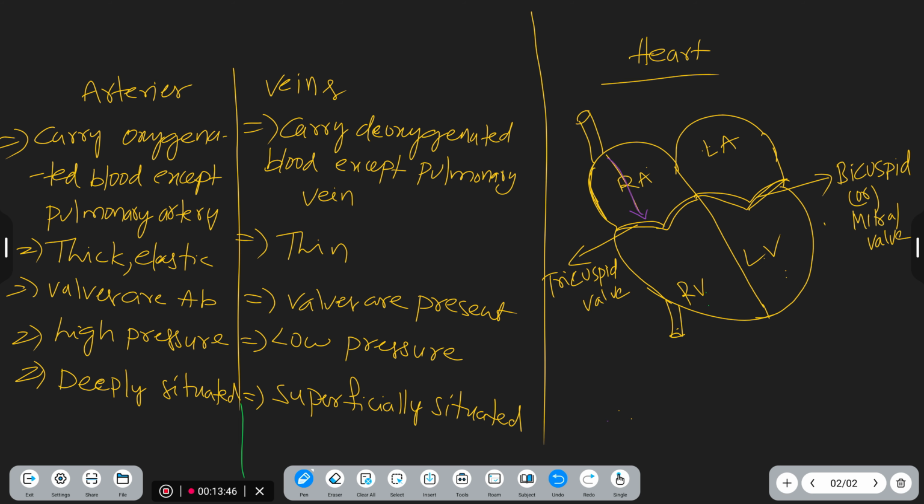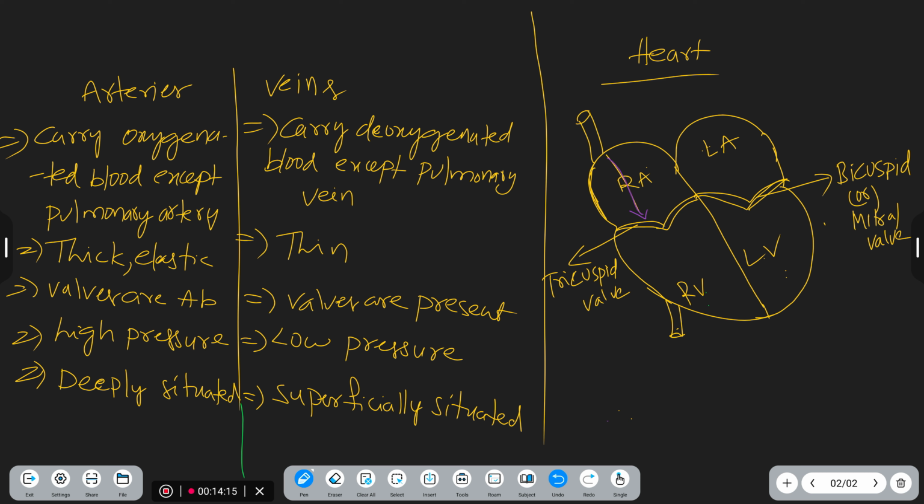Okay, arrows are very important during the circulation. How the circulation will be. To show the circulation, you have to mark the arrows. Understood? So now deoxygenated blood is collected by whom? Vena cava. Inferior vena cava, superior vena cava. It will pump to right atrium.